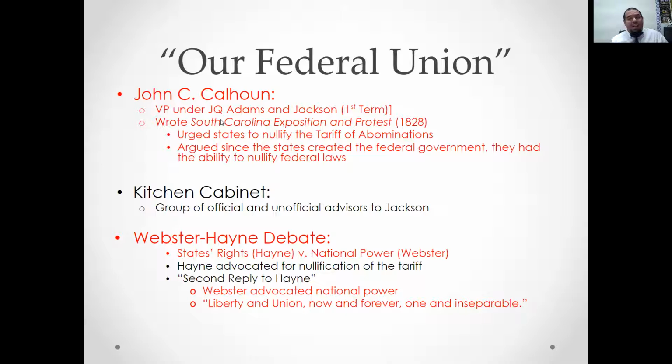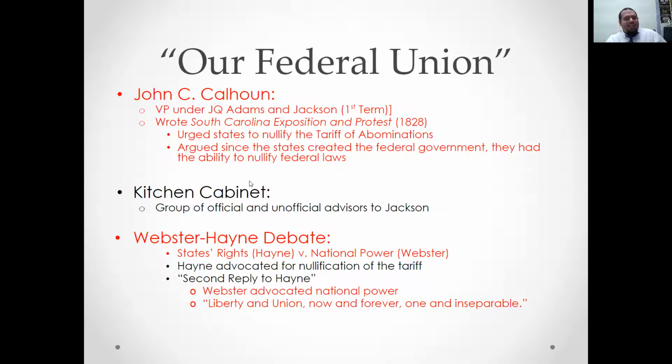Remember, that happened in the last chapter, where it benefited the manufacturing New England area merchants and all those people, and it did not help the South and the West. And where's Jackson from? Where is John C. Calhoun from? The South and the West. So he argued that states created this federal government, okay, and they had the ability to nullify federal laws. But John C. Calhoun was way ahead of his time because he didn't get a lot of other states on board with this.